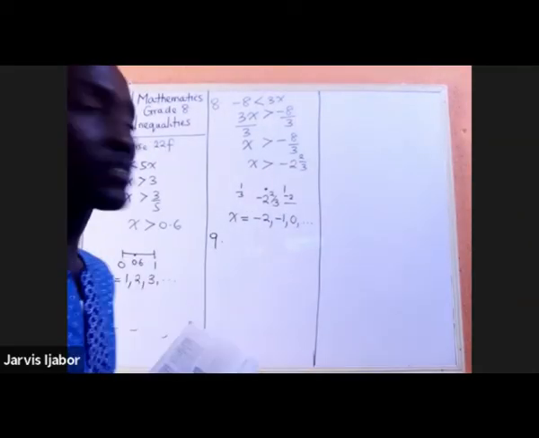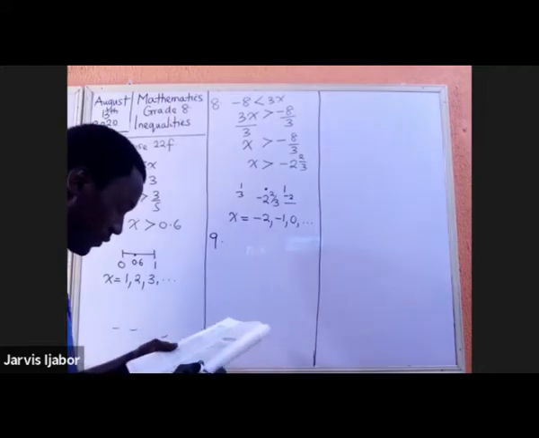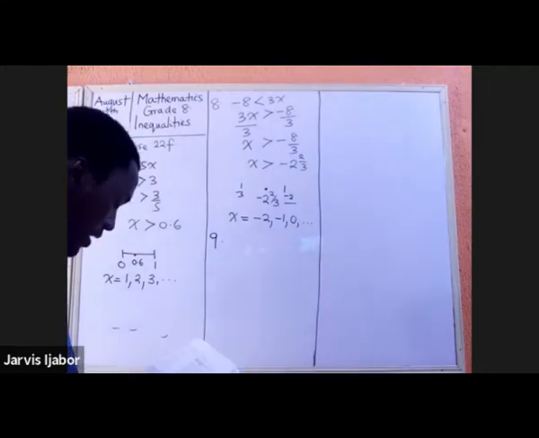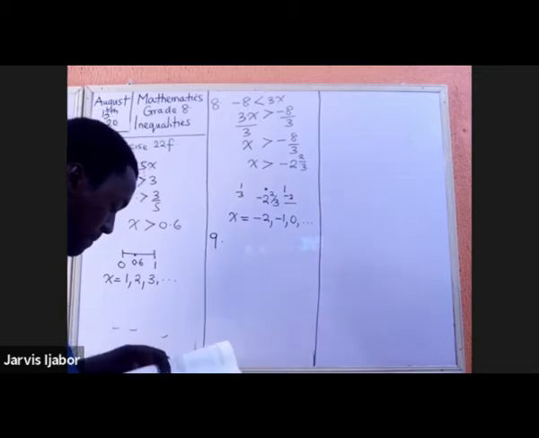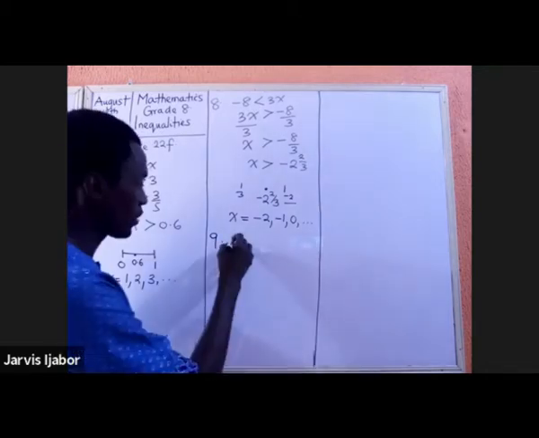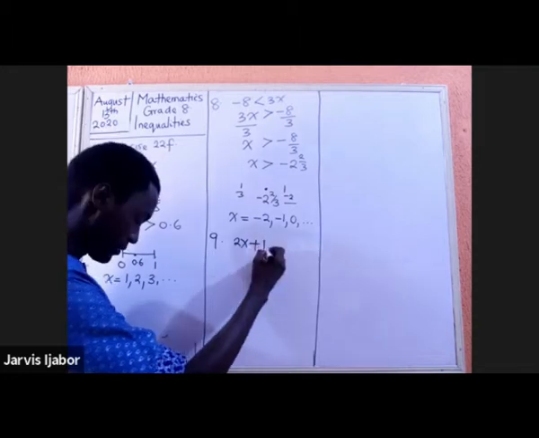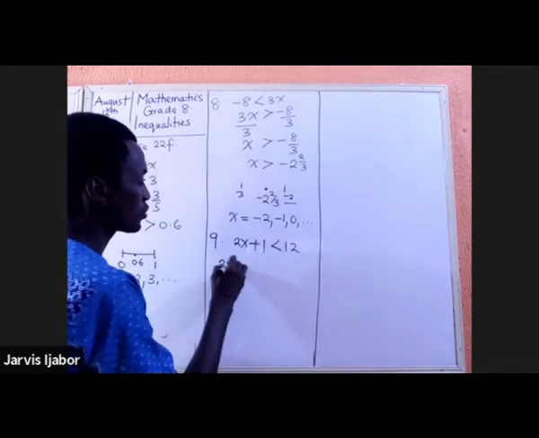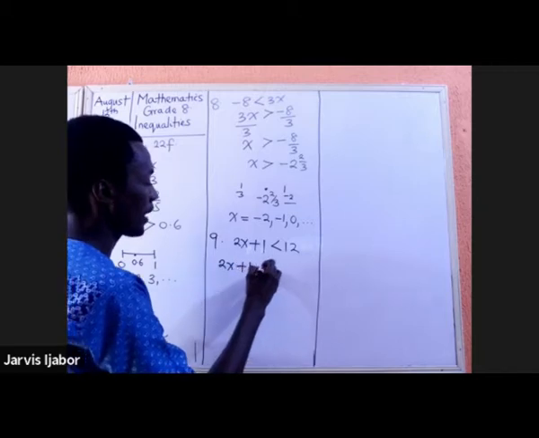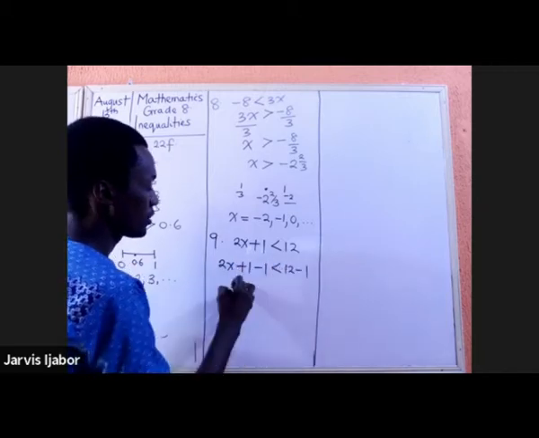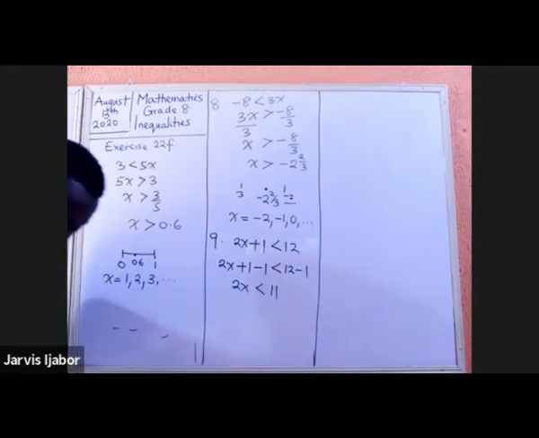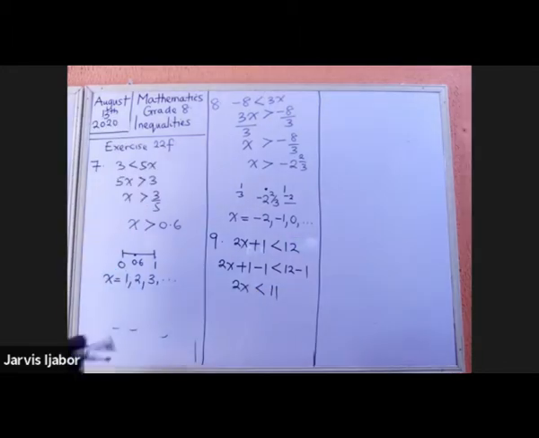From question 9, what does it say? It says that 2x plus 1 is less than 12. So what does this mean? This will be 2x plus 1 minus 1 less than 12 minus 1. So 2x will be less than what? 11. 2x will be less than 11.